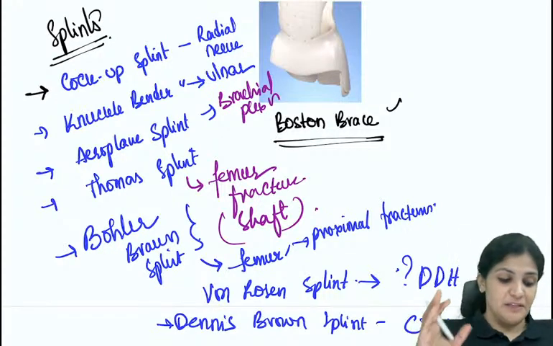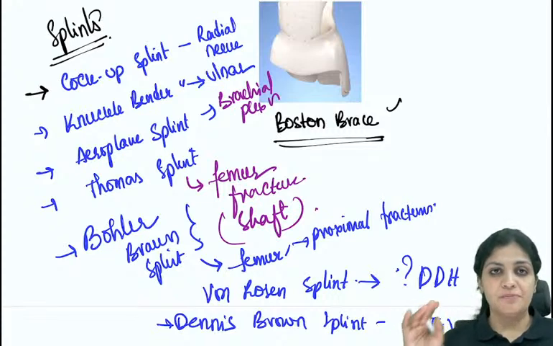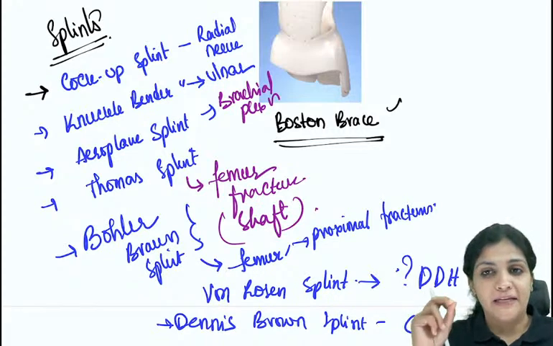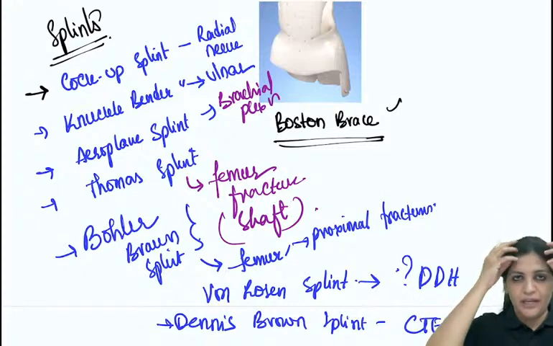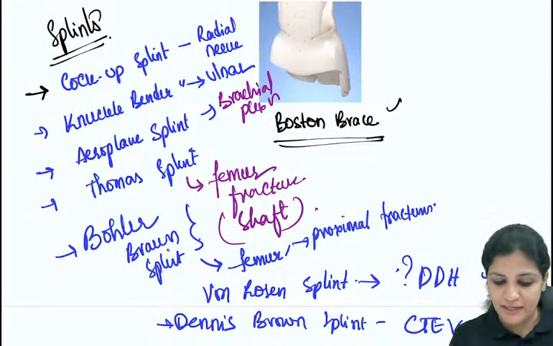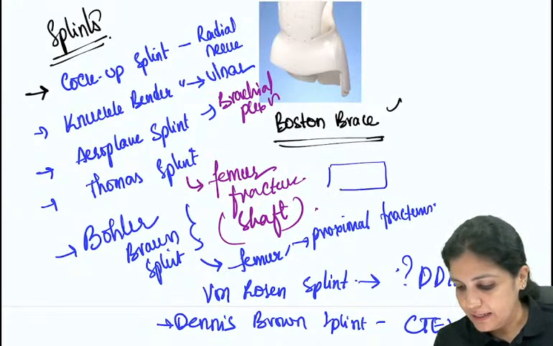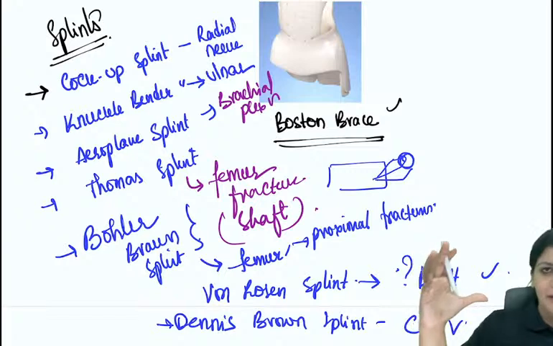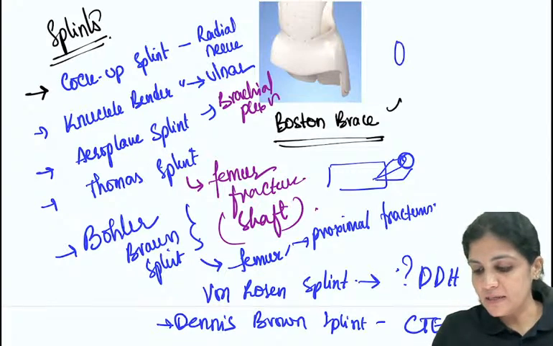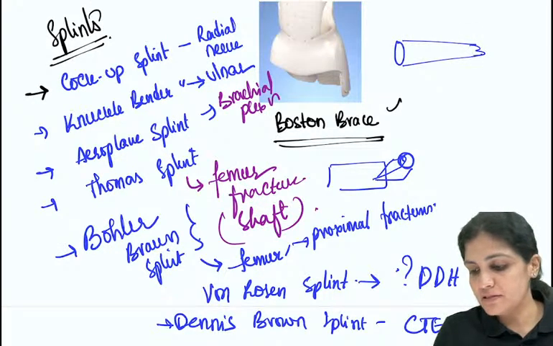So these are the various splints: the cock-up splint, the knuckle bender, aeroplane, Thomas splint. Thomas splint is mainly used for shifting the patient, that is femur shaft fractures. Okay. Bowler Brown splint is the splint which is like this. It has one pulley and it has three segments like this, right? So this is the Bowler splint, the bigger one, right? Thomas splint is something like this. This is your Thomas, right?